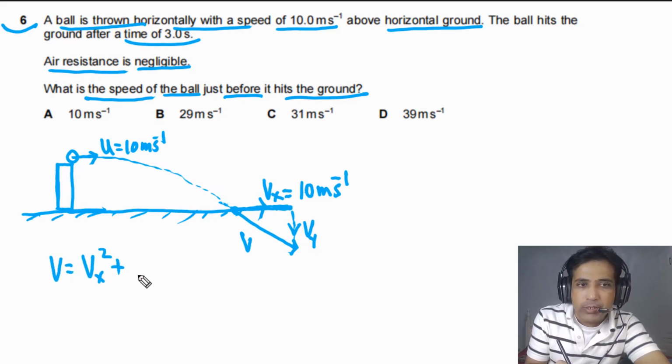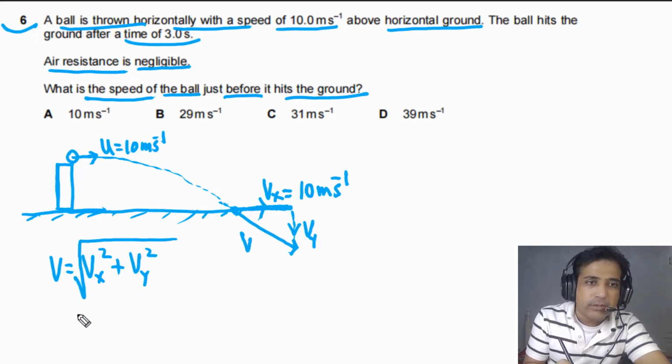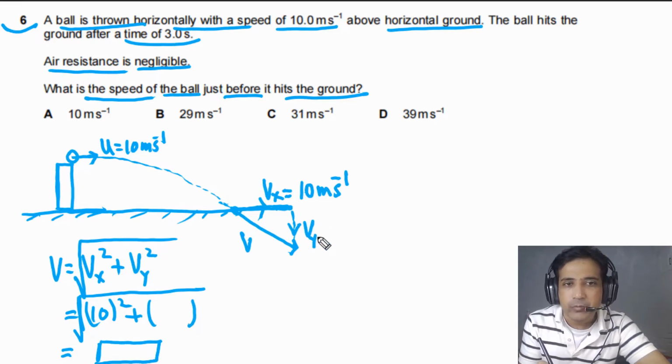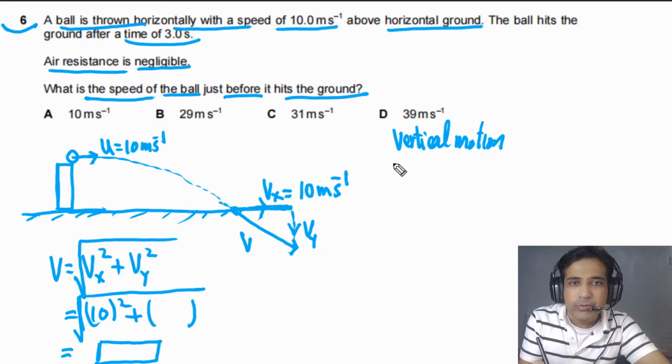But in this case we have the value of the horizontal component of velocity and we don't have the value of the vertical component of velocity. So we need to calculate the vertical component of velocity, and then we solve this and we will get our final answer. So first of all, let's find the vertical component of velocity. To find it, we need to consider vertical motion. Initial vertical velocity is equal to 0 because the ball is just moving horizontally, along the horizontal. It has no initial velocity along the vertical.